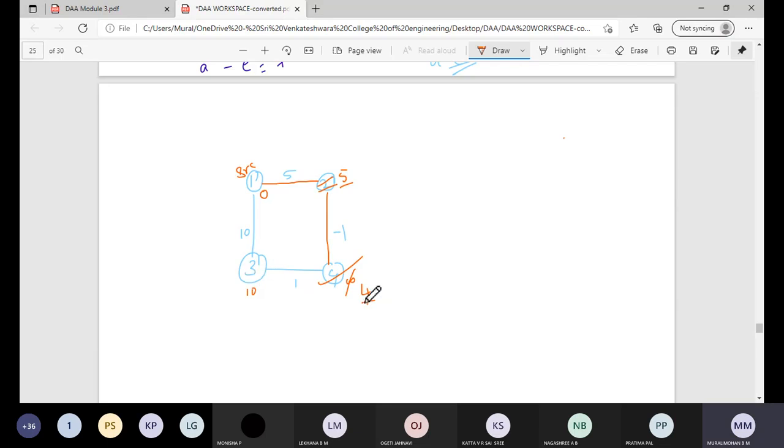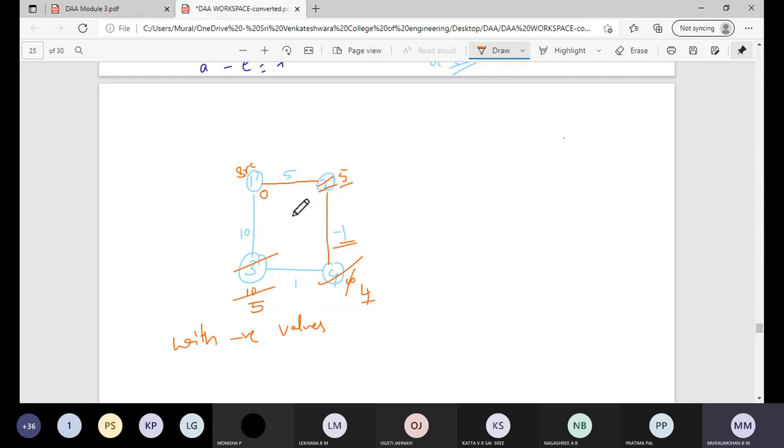this I can update as 4 plus 1, 5. Is 5 less than 10? Yes. So I can update this as 5. So I can select this vertex 3, right? Yes or no? Okay. Yes. So now with negative values also it is working, right? Here negative weights are there, so it is working. Okay.